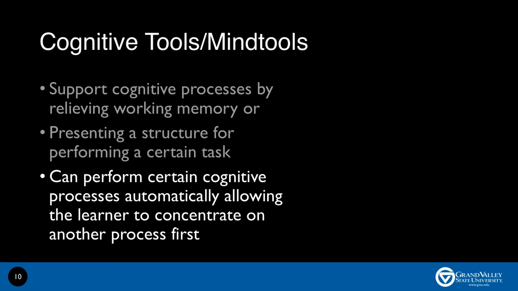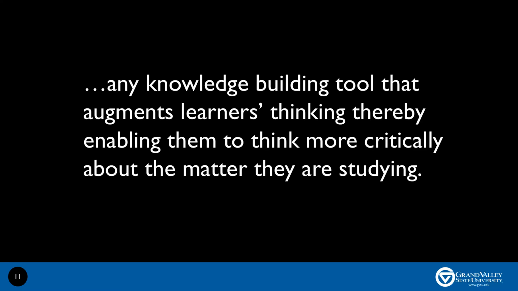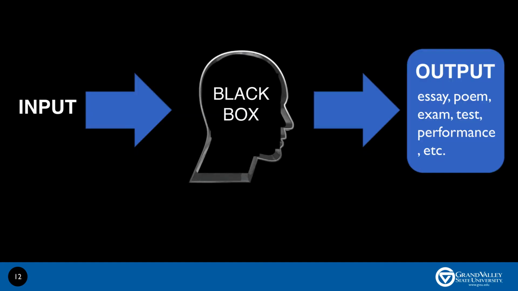Or cognitive tools can also perform certain cognitive processes automatically, allowing the learner to concentrate on other higher order critical thinking skills. For example, using a graphing calculator to create graphs so we can focus on other things such as determining patterns and trends. So in summary, cognitive tools or mind tools are any knowledge building tools that augment learners' thinking, thereby enabling them to think more critically about the matter that they're studying.